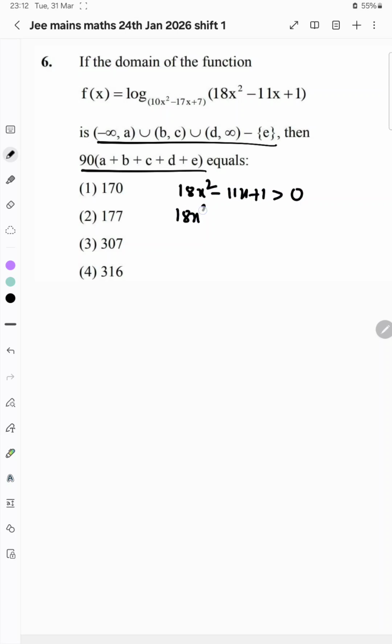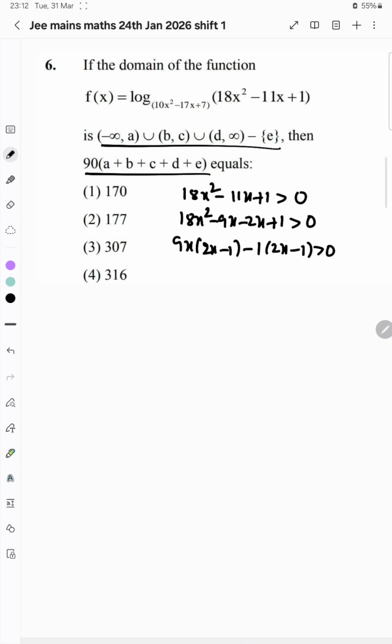So the middle term we can split as minus 9x minus 2x plus 1 greater than 0. Taking 9x as common, 2x minus 1, minus 1 take it as common, 2x minus 1 greater than 0. So the roots are clearly 1 by 2 comma 1 by 9, right? It should be positive. So that means x belongs to where now? Smaller than 1 by 9 or greater than 1 by 2. As of now this is the interval, right?